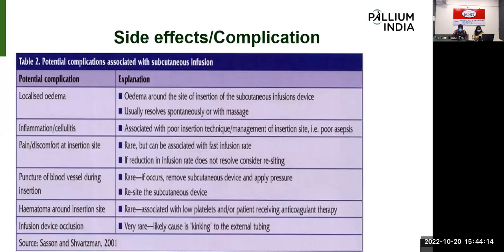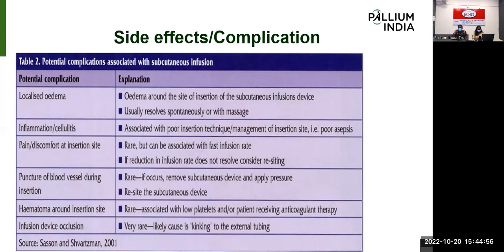Already I told, after choosing the area and cleaning the selected site, we don't touch that point again with our fingers and hand. If this technique is not practiced, meaning poor insertion technique, that will cause the cellulitis or the inflammation. In some cases, along with that, poor asepsis also happens. It's very rare only. We need to be careful on that while doing the procedure.